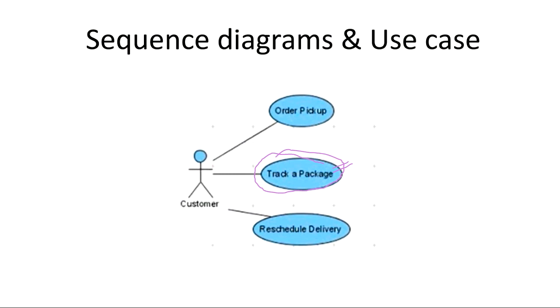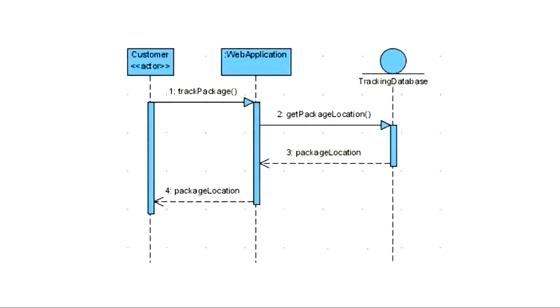right? But for this, we can create a sequence diagram that will show us the step-by-step process of how this is going to be performed. What are the participants that are going to perform in this use case, track package? How many participants will be there? How many objects will be there? How will the user interact with the system? How will he track a package? We can show it. For example, see this. This is for the track package use case. I want to create a sequence diagram.